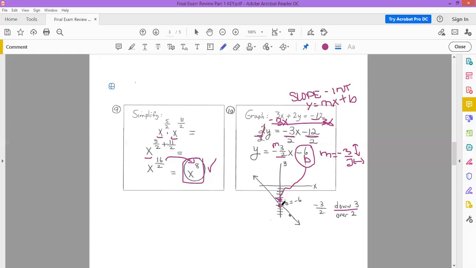Once you plot that y-intercept, then you're going to use your slope to find another point. So from -6, you're going to go down 3, right 2. So down 1, 2, 3, right 1, 2. And plot the second point, and then connect those 2 points to create the graph.